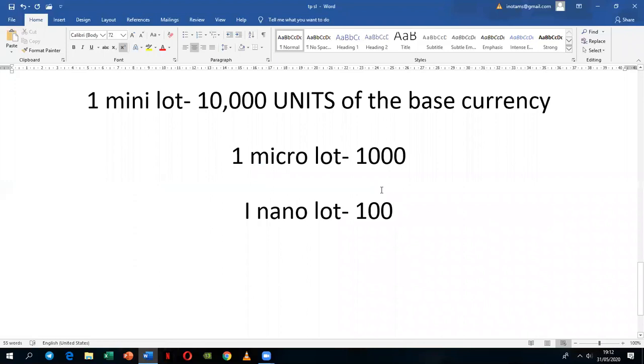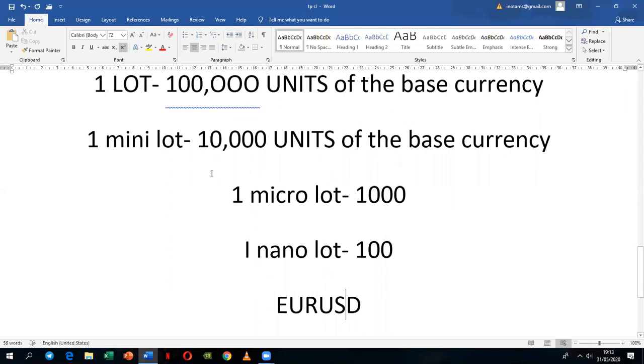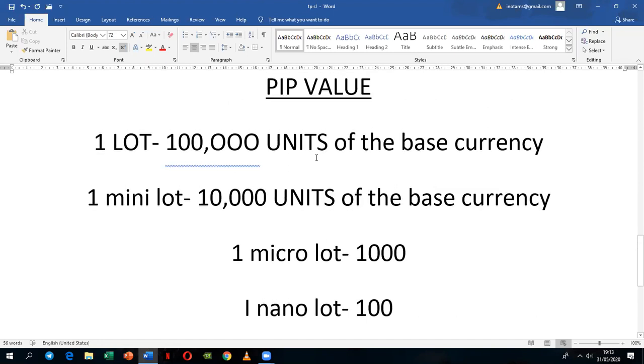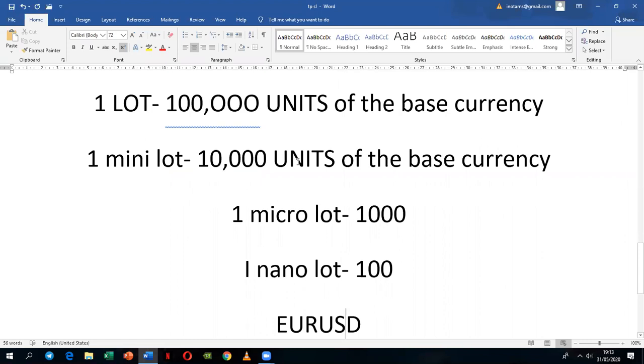So let's take Euro USD for example. We are going to find the pip value for Euro USD. Please follow. So guys, every time you open a one lot, you're trading 100,000 units of the base currency. This is why the risk is so high every time you use a standard lot.